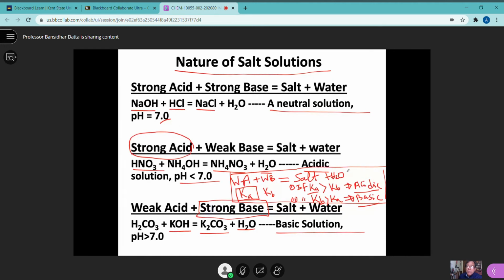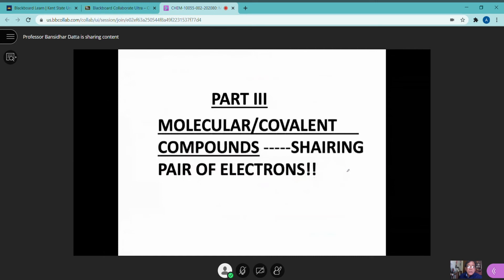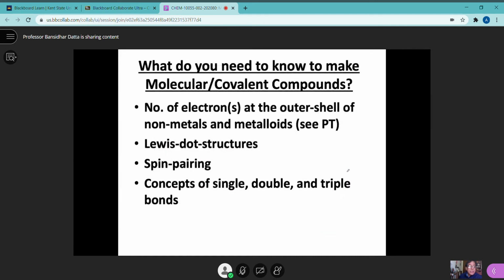There are millions of compounds made through molecular compounds, or covalent compounds. So let's go through that. Molecular compounds are basically sharing a pair of electrons. And why do they share? Why do you need to know that they make molecular compounds? You need to know the number of valence shell electrons of the nonmetals and metalloids. We also talked about metal plus nonmetal, and nonmetal plus metalloid, molecular or covalent compounds.